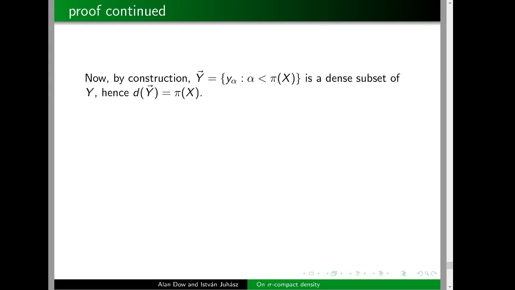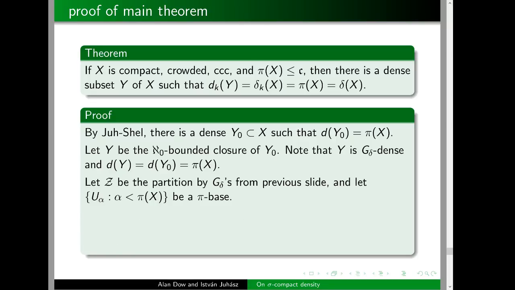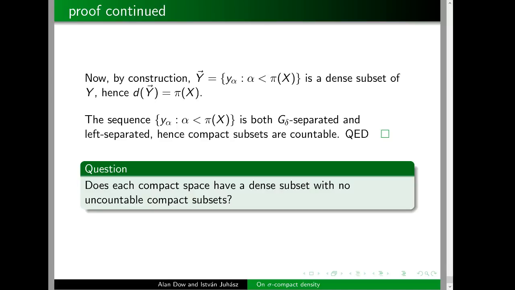And that does it. I won't even go to the next slide. That does it because we've got our left separated family. The family we've chosen, inductively chosen, is left separated and dense. And it's a G delta partition, right? Every point in that left separated set has a G delta set that hits this family in a singleton. And so by the argument two slides ago, compact subsets are countable. And so that's it. And so there's the question I mentioned.